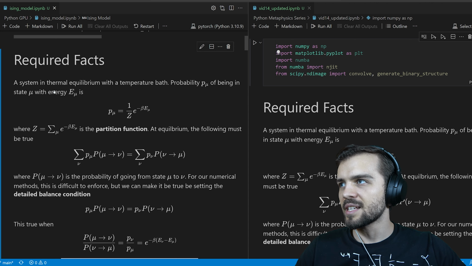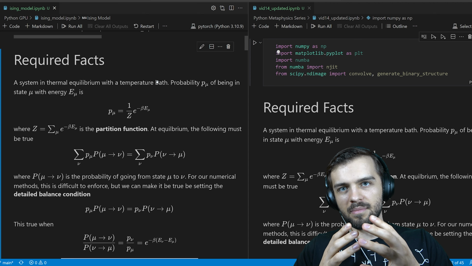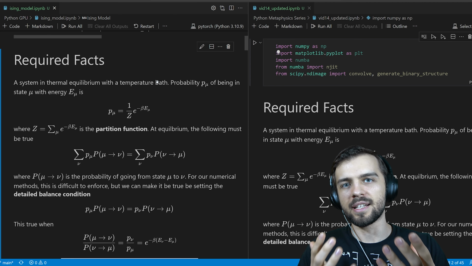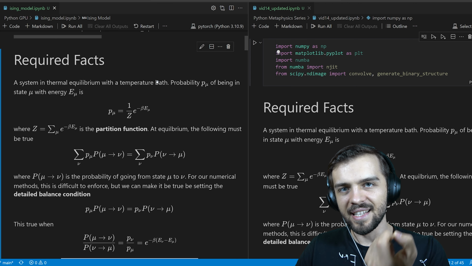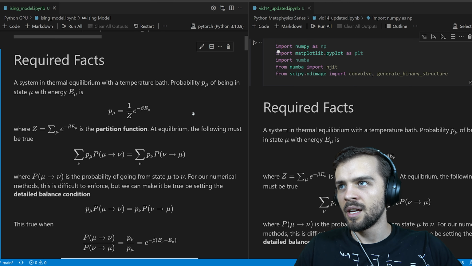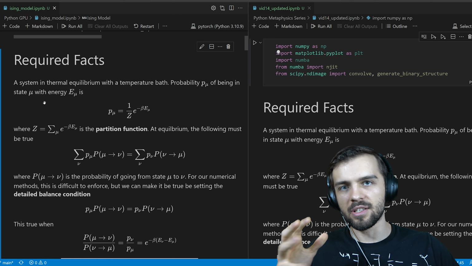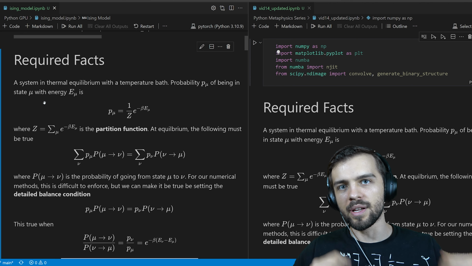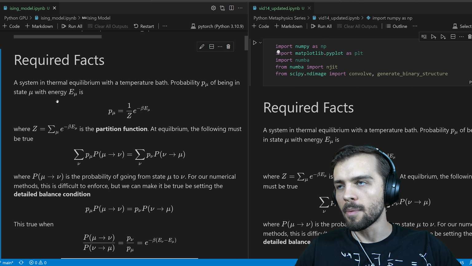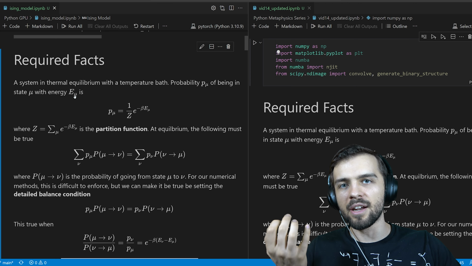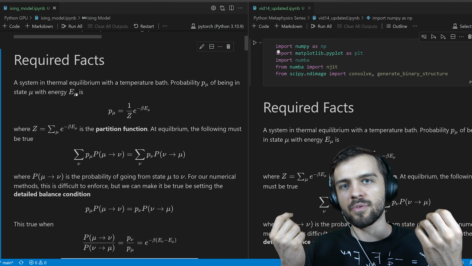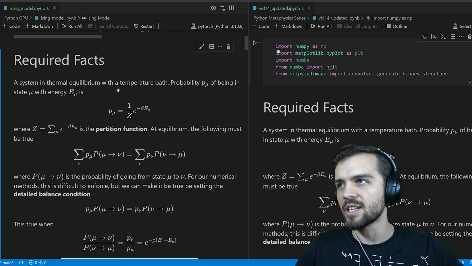A system is in thermal equilibrium with a temperature bath. That means that it's exposed to a temperature and it's come to that temperature. So you assume that the magnet is at the temperature of its surroundings. The probability of the system being in a state, so the orientations of the spins or whatever, is related to the energy of that state. A state with higher energy, of course, has less probability of being occupied.